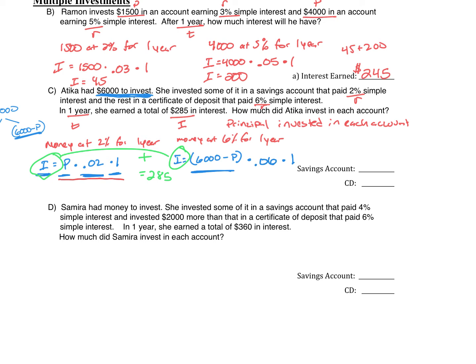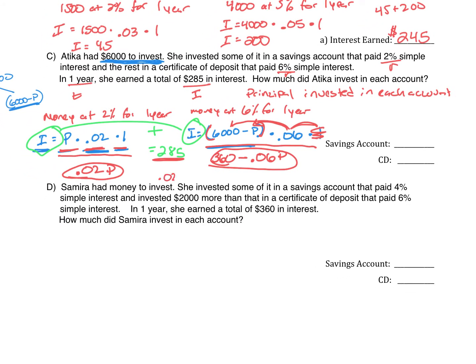Right here, if I do P times 0.02 times 1, I just get 0.02P. If I multiply this over here, first, 0.06 times 1, that's just 0.06, okay? So the 1 doesn't do anything. I do have a group here, so I have to take this 0.06 and distribute it to both parts. Now, 0.06 times 6,000 is 360, minus 0.06P. Now, this interest plus this interest has to equal $285. So the equation that we ultimately get here is 0.02P plus 360 minus 0.06P equals 285.